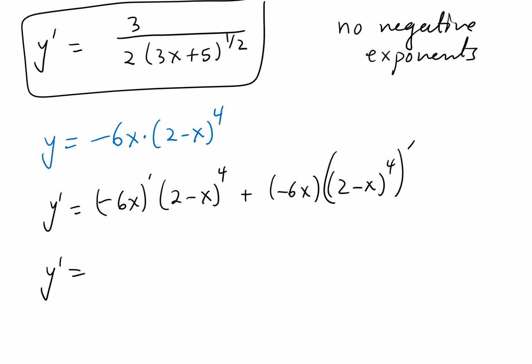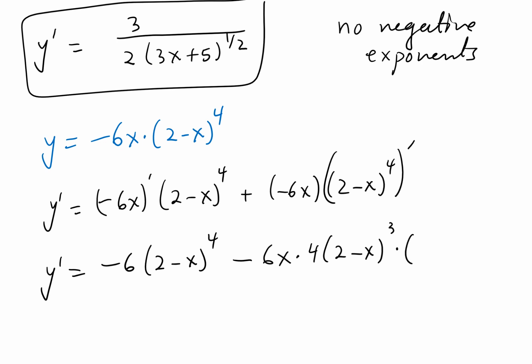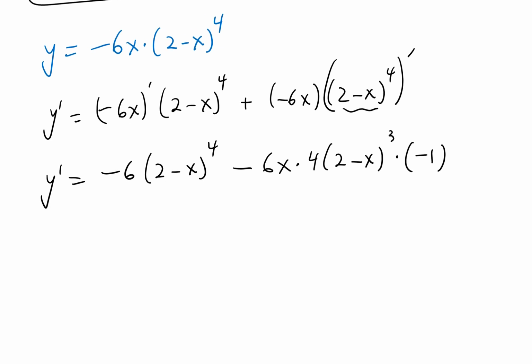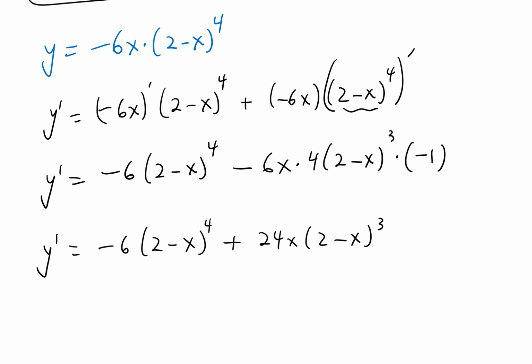Let's see, the derivative of this is negative 6, and this stays the same, minus 6x, the derivative of this, bring the 4 down, (2 minus x) to the 3rd times the derivative of the inside. So y prime equals negative 6 times (2 minus x) to the 4th, plus 24x times (2 minus x) to the 3rd.